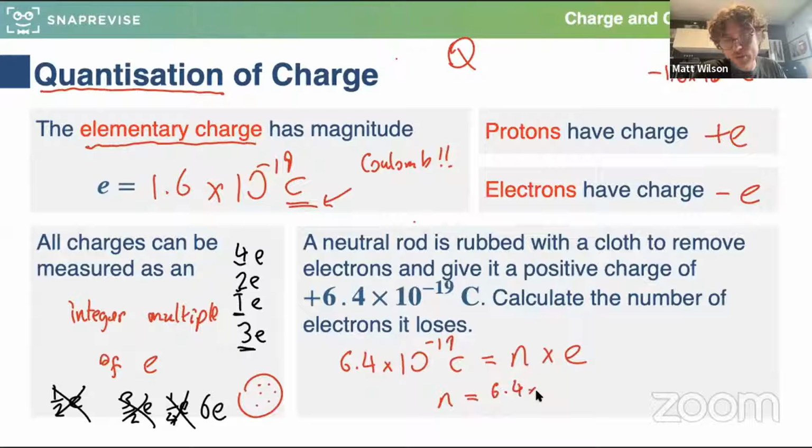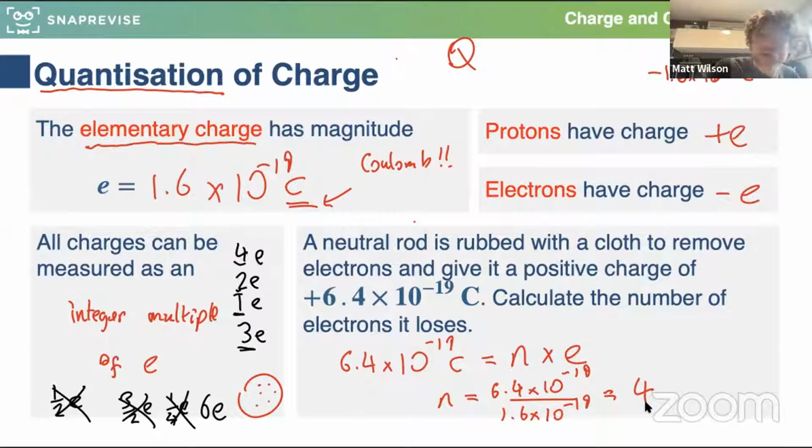It's going to be 6.4 times 10 to the minus 19, and we need to divide by the charge of a single elementary charge, which is 1.6 times 10 to the minus 19. And then we'll get a really nice number, and the number we get is 4. Just remember, what we couldn't have gotten is 4.1 or 4.7. It would have to be a whole number. It's always going to be a whole number of elementary charge. Okay, good.